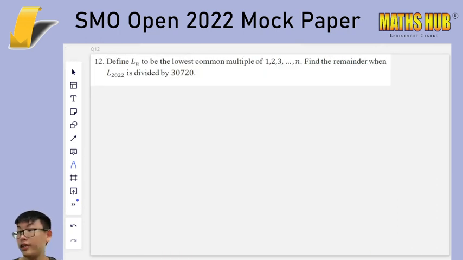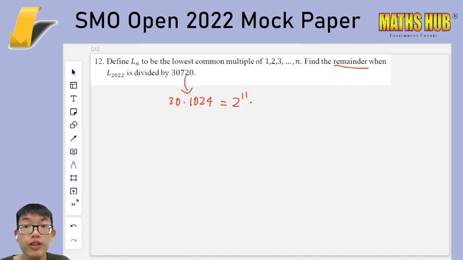Question 12 is actually a lot easier than it looks. We need to start off by looking very carefully at 30720 and trying to figure out what that is. Whenever you have this sort of find-the-remainder question, it is probably something to do with modulo arithmetic. And when it's modulo arithmetic, it would be useful to prime factorize this 30720. Now, it is a multiple of 10 and a multiple of 3, so I'll just take out 30, and 1024 is a power of 2, which is 2 to the power of 10. So the factorization is actually 2 to the 11 times 3 times 5.